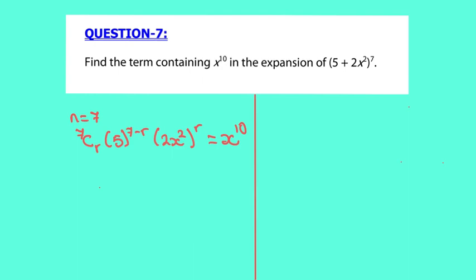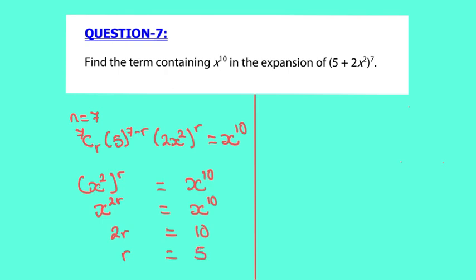We can now solve for r. The only way to get x is (x²) raised to r, which is equal to x to the power of 10. So x to the power of 2r is equal to x to the 10. 2r is equal to 10. r is equal to 5.